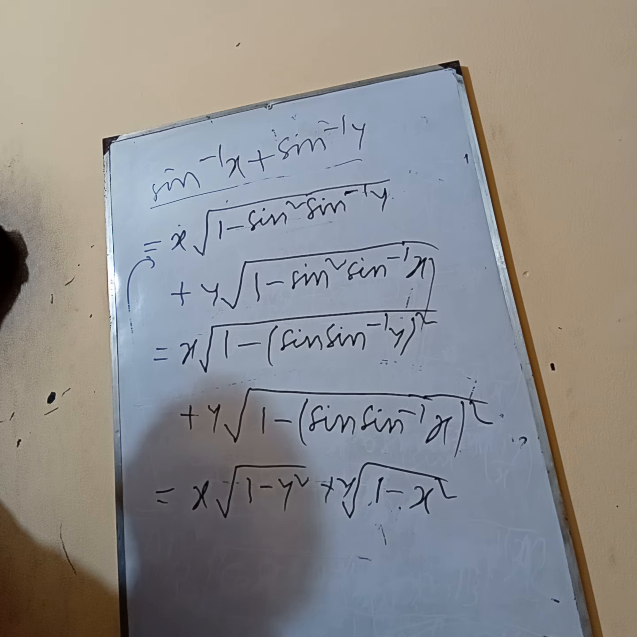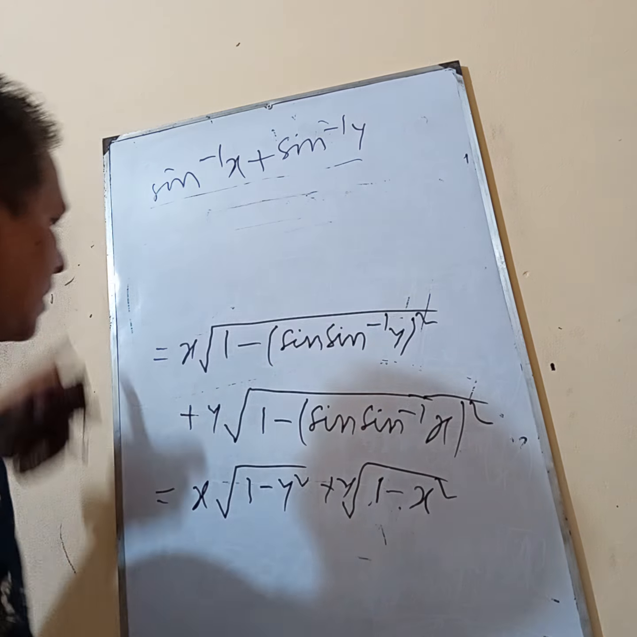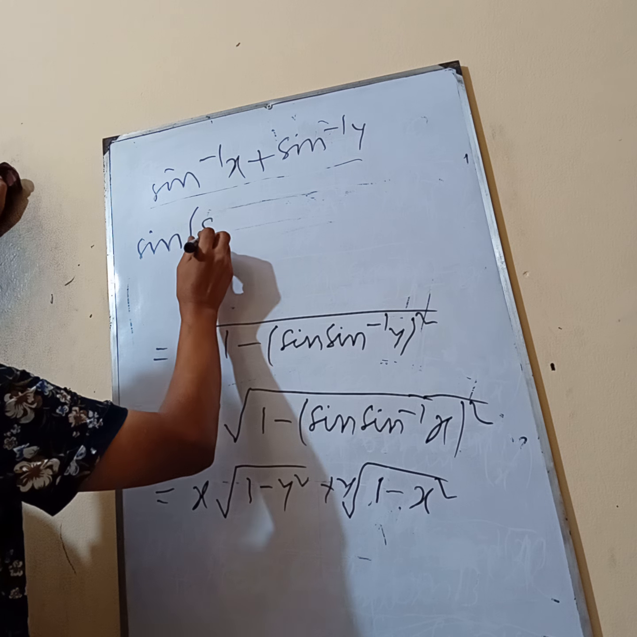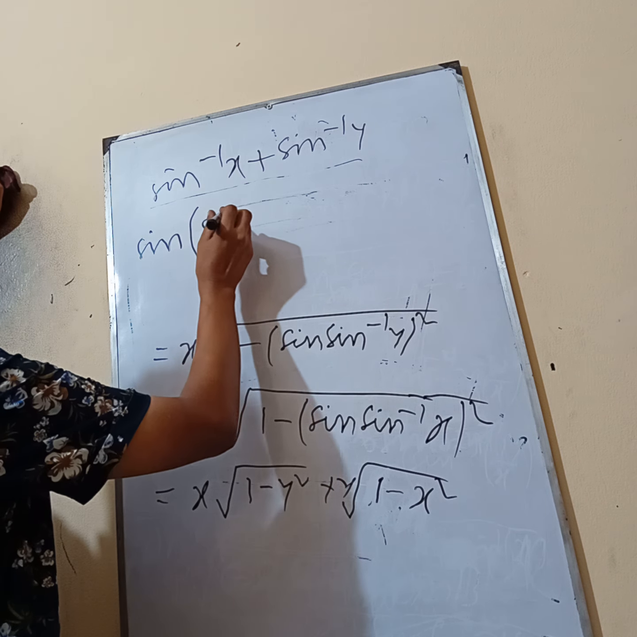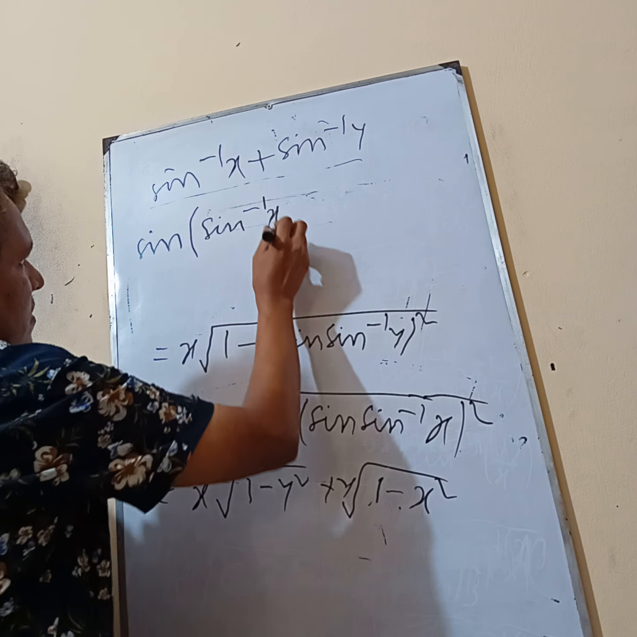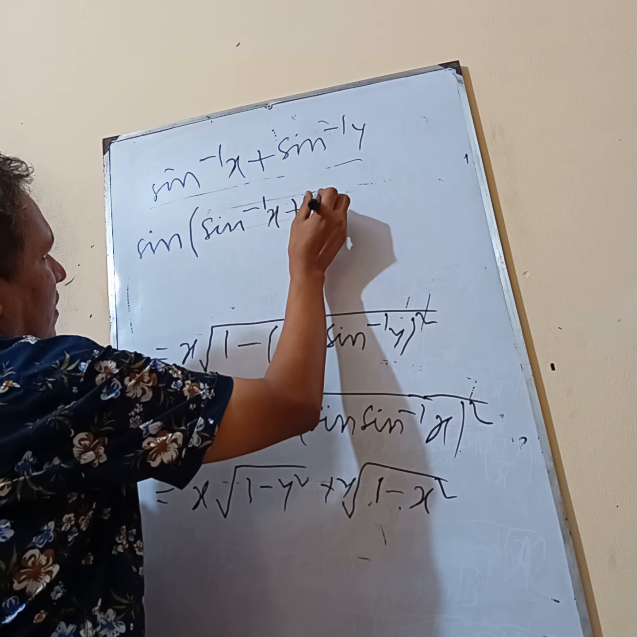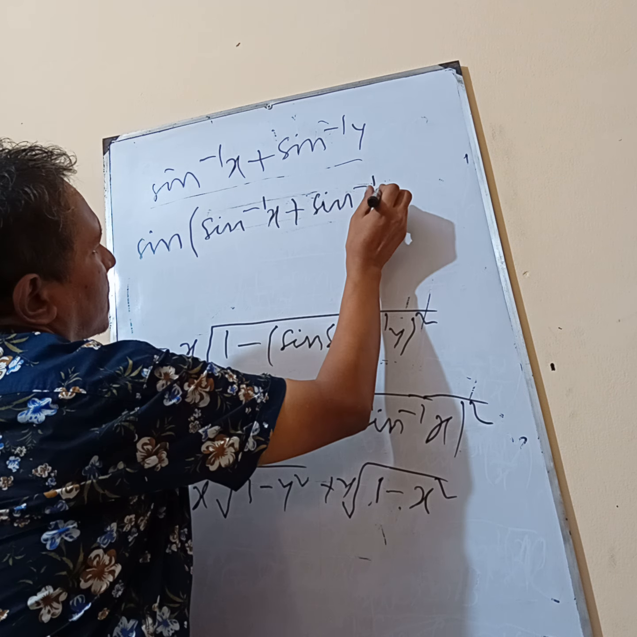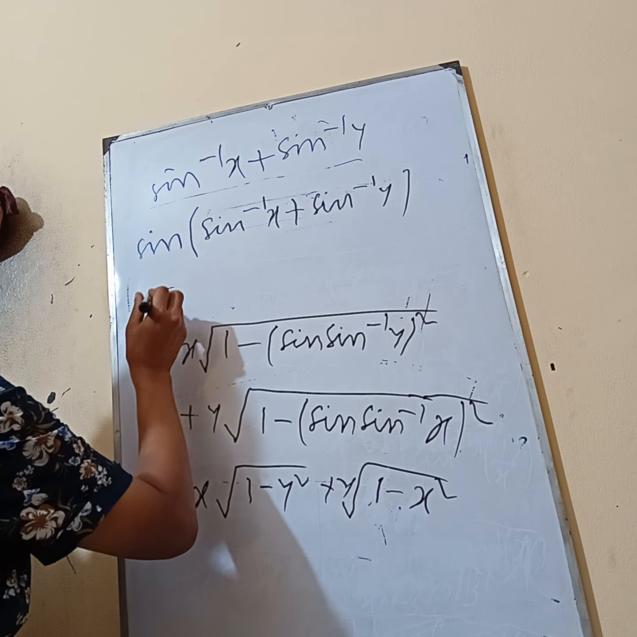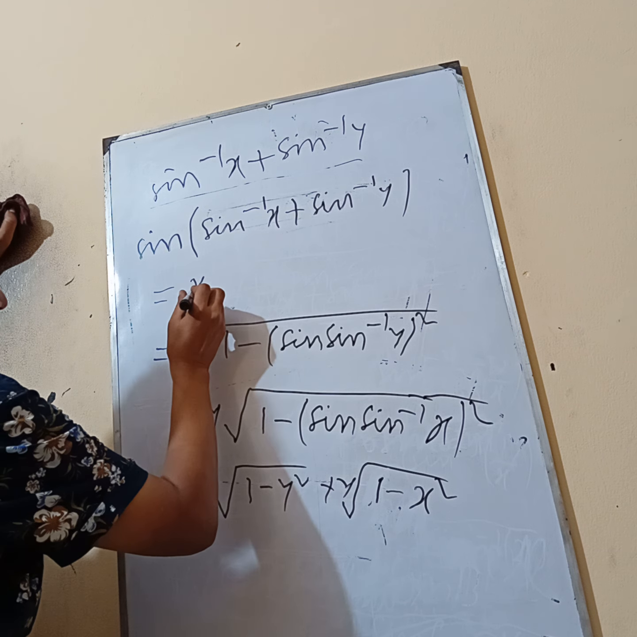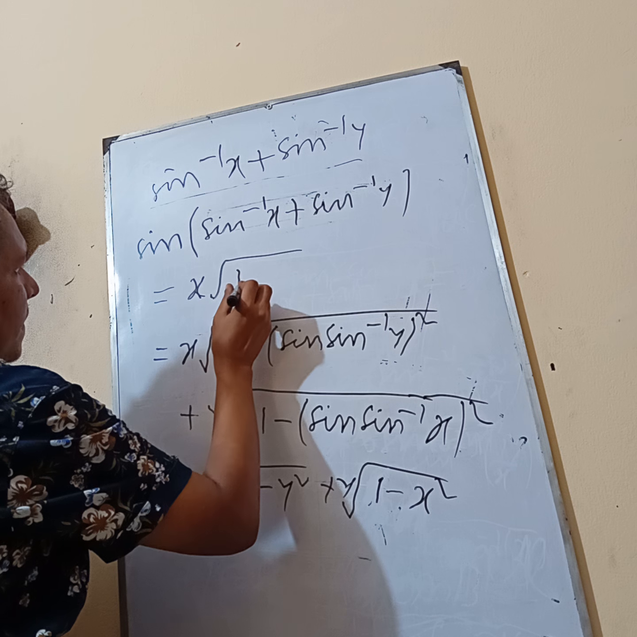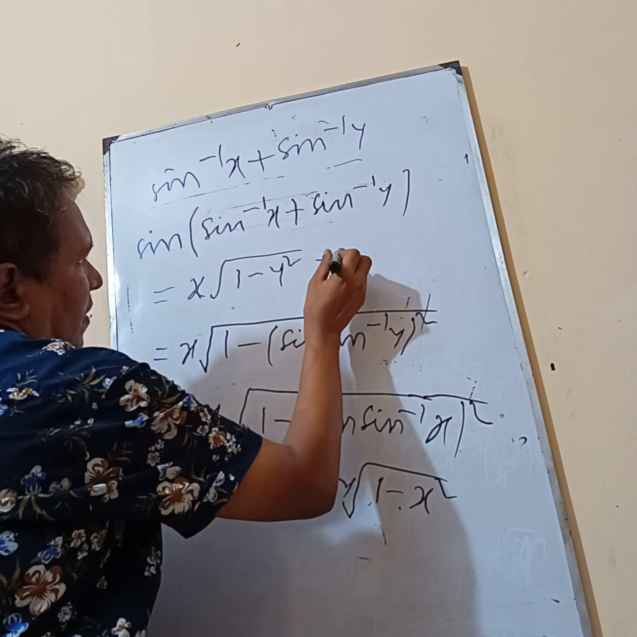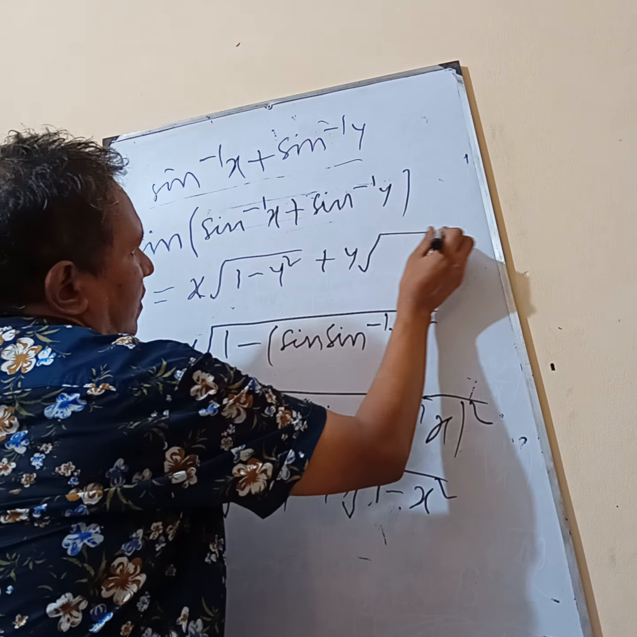Where does this come from? It comes from sin of sin inverse x, cos of sin inverse y, which is equal to x into root of 1 minus y square, plus y into root of 1 minus x square.